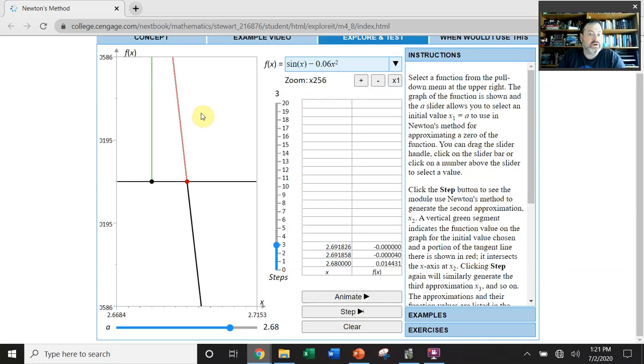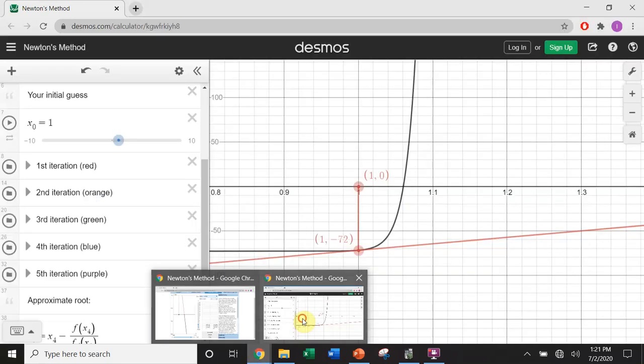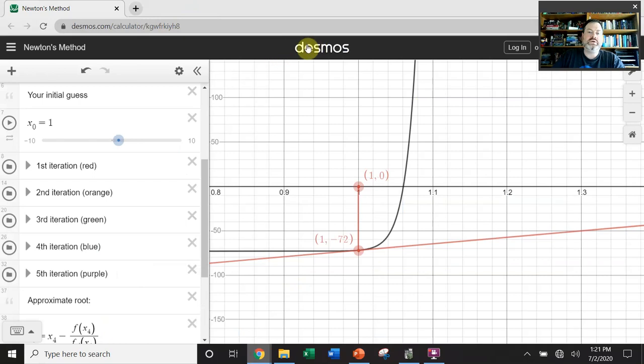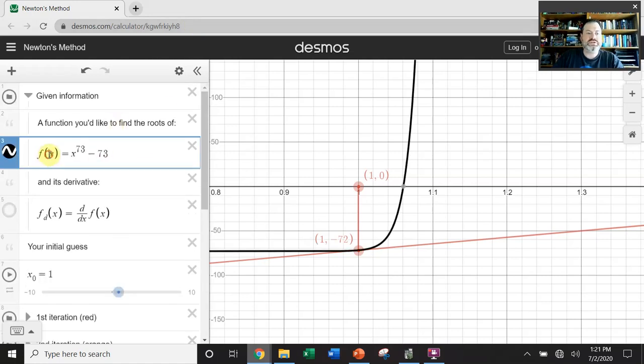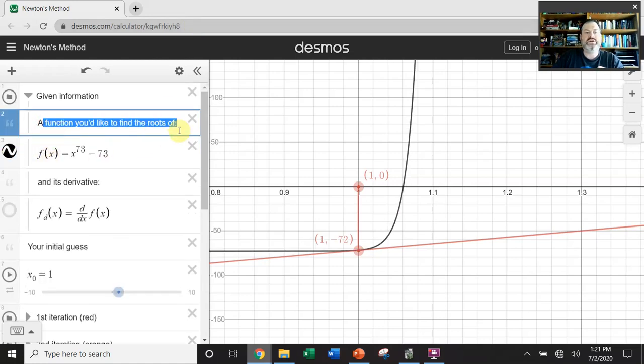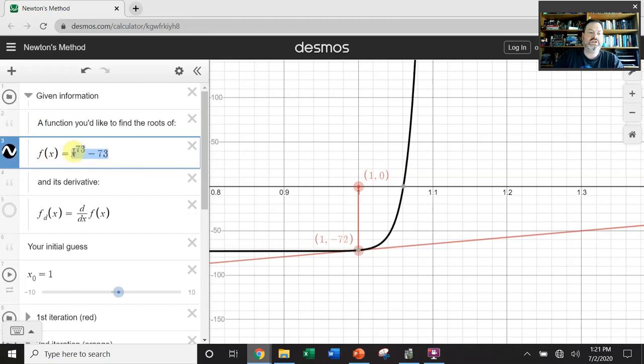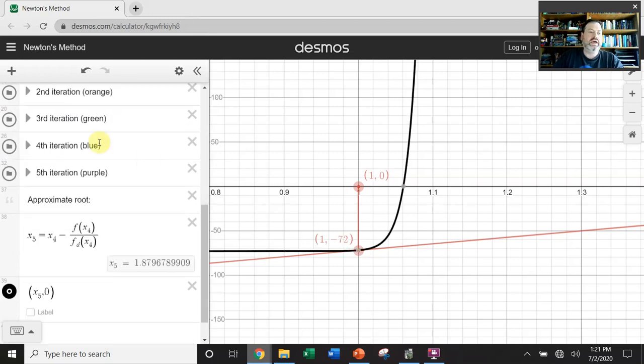So if you want to graph it on your graphing calculator, you can use this Explore and Test. You can use the Desmos thing that I used earlier. All you have to do is type Desmos. You can Google it. It's Desmos Calculator. I can actually put this link in the PowerPoint. I didn't do that, but I'll put this in the PowerPoint if you just want to link to this. The way it works is you go up here. It says a function you'd like to find the roots of. You just change this to your function, and then it'll show you the first 5 iterations.